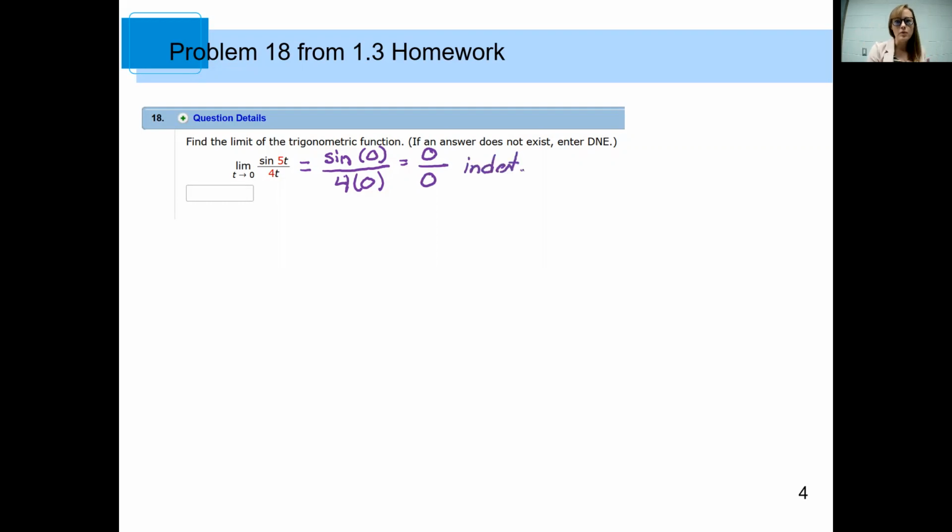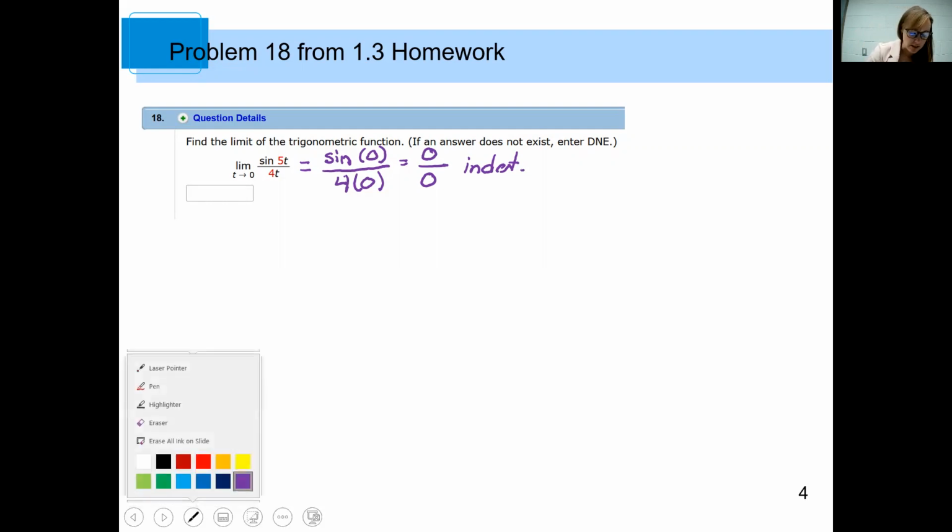Sometimes in a calc class, people will see this problem and just avoid it. And that's because they see that trigonometry, and they're not strong in trig. Maybe they really haven't had a trig background. For whatever reason, they avoid this problem altogether because they see that trigonometry. I encourage you not to do that.